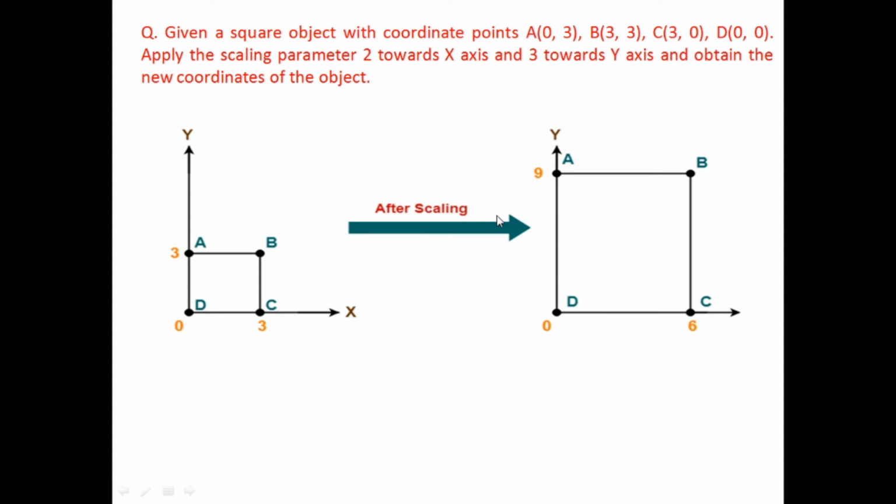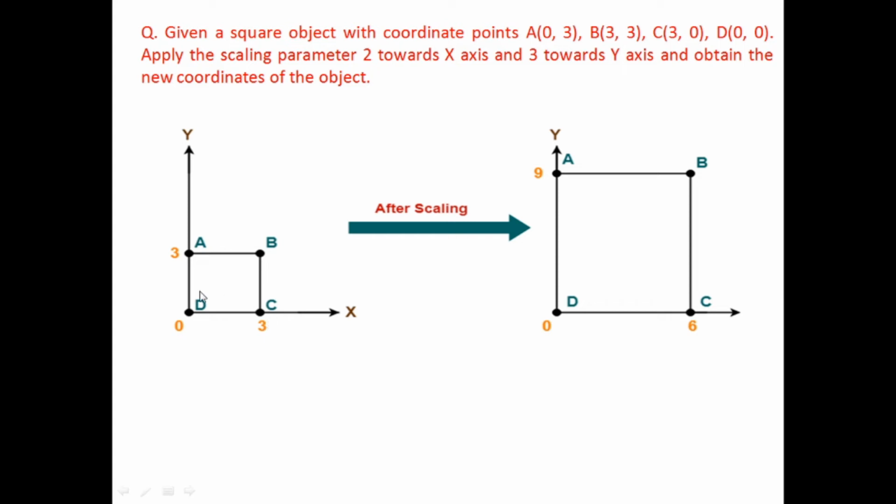So next is a scaling example. I have a square object in my 2D space with its own x coordinate and y coordinate. Every point has its own unique x and y coordinate location. Now what I am doing here? Scaling is done such that it is scaled 2 times towards the x-axis and 3 times towards the y-axis. So 0, 0 is a coordinate. This is 0, 3. This is 3, 3.